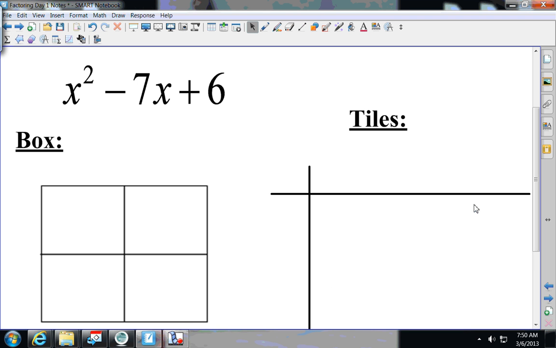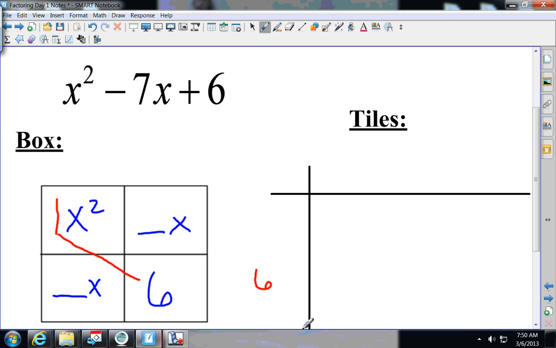Okay, on this one, first off, is there a GCF? No. So I can go straight down here to the box and put x squared in the upper left-hand corner, right? Down here, 6, something x, something x. Multiply, there's a 1 right there, multiply these two numbers. 1 times 6 is 6. I need the factors of 6. 1 and 6, -1, -6, 2 and 3, -2, -3.